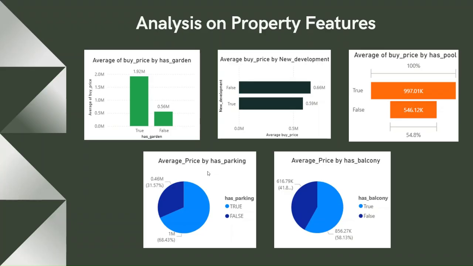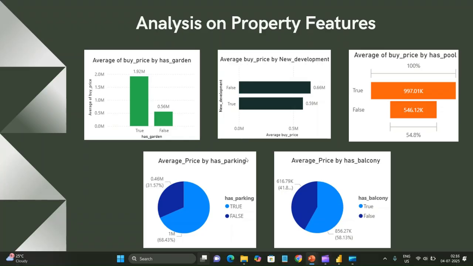Similarly, for the average price by balcony feature, like parking, it also contributes positively to the average price. If it has a balcony, it costs around 856.27k dollars. If it doesn't, then 616.79k dollars. I'll show you all the visualization in Power BI as well. Please wait.